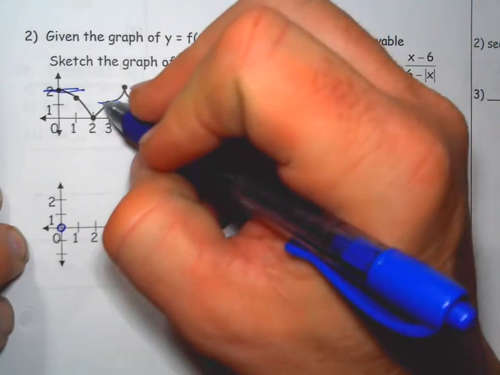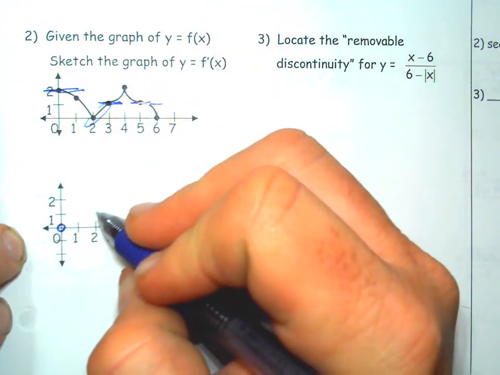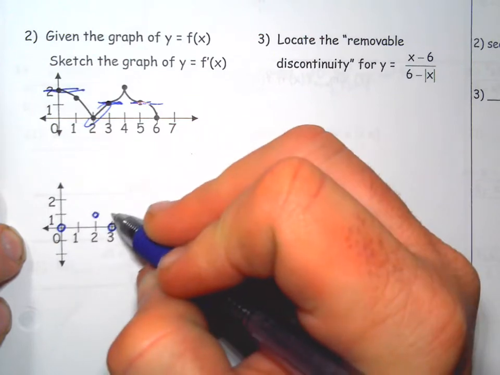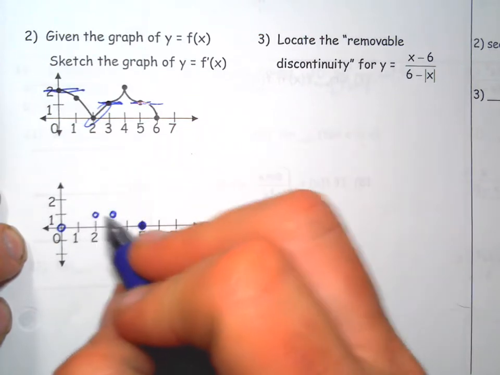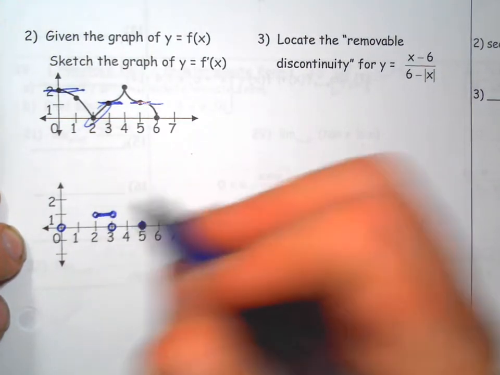Maybe look for any constant slopes. That looks like a straight line up 1/1. So that's a constant slope from 2 to 3 of 1. Open dot to open dot because at 2 and 3, the slope doesn't exist because you have a sharp corner.